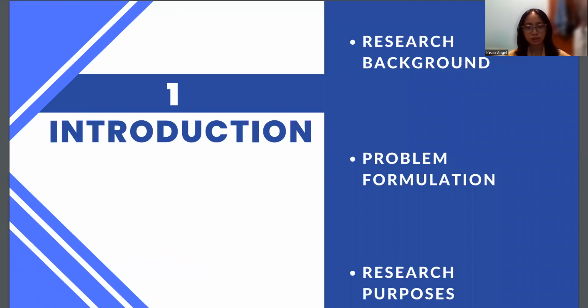The first chapter is Introduction. In Introduction, there are research background, problem formulation, and research purposes.